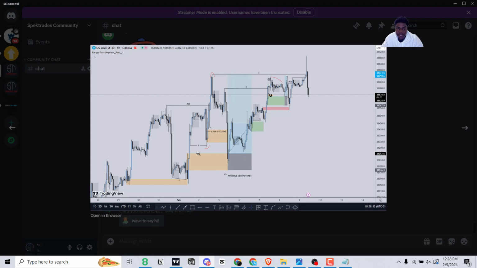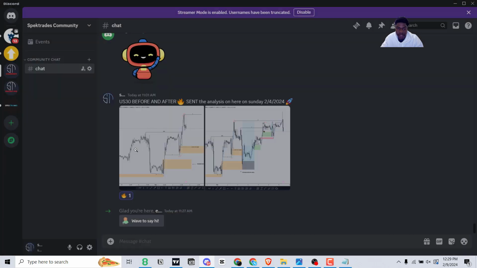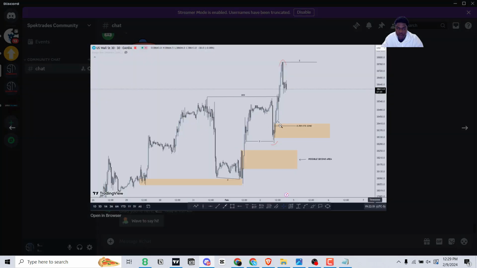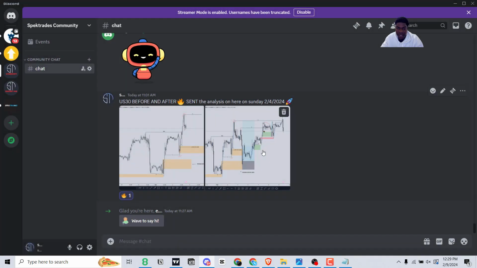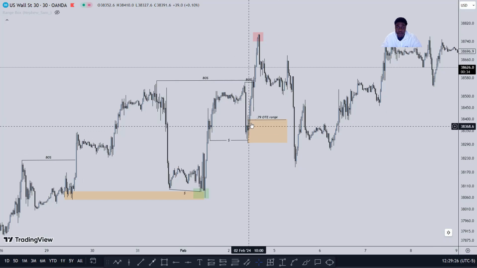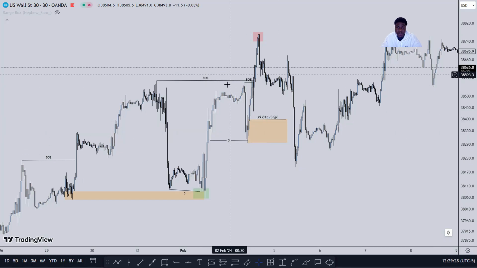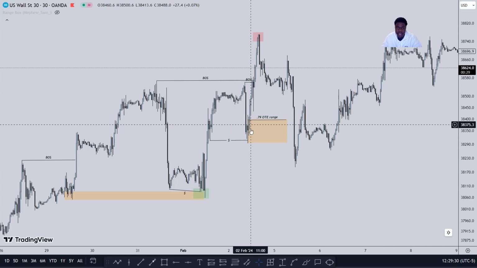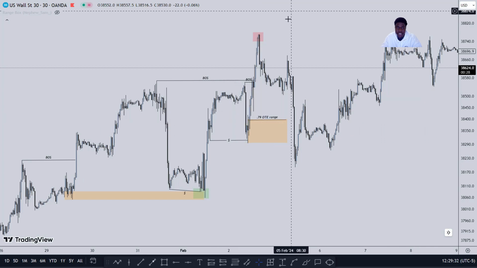Price purged through it and tapped into our second point of interest that we're observing, right? So this was our first point of interest, and then finally price purged through it and tapped into our second point of interest. Price gave us a liquidity sweep in the breakup structure, so I was expecting price to possibly tap into this range and go back higher.